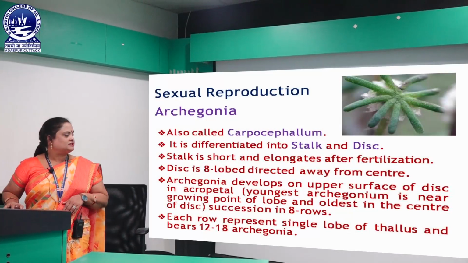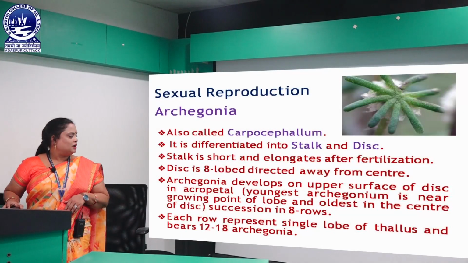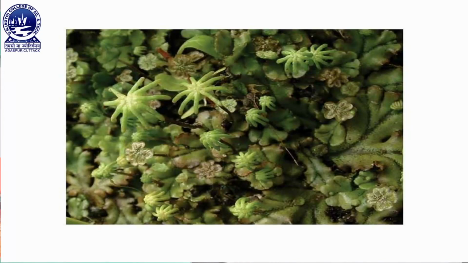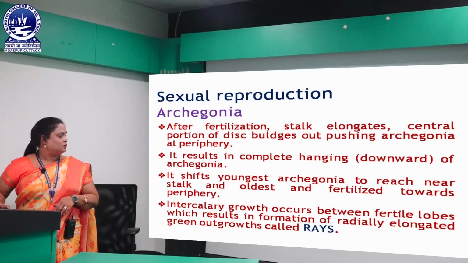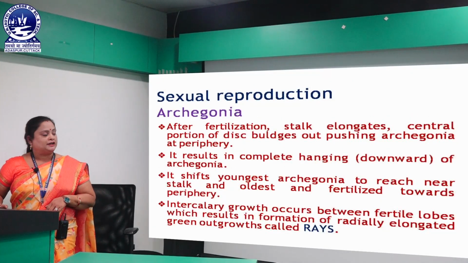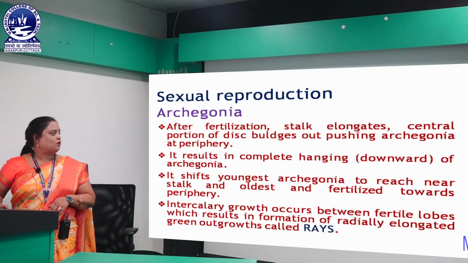Each row represents a single lobe of the thallus and bears 12 to 18 archegonia. These are the archegoniophores. After fertilization, the stalk elongates, and the central portion of the disc bulges, pushing the archegonia to the periphery. It results in complete downward movement of the archegonia. It shifts the youngest archegonia near the stalk and the oldest unfertilized ones towards the periphery. So, intercalary growth occurs between fertile lobes, which results in the formation of radially elongated green outgrowths called rays.